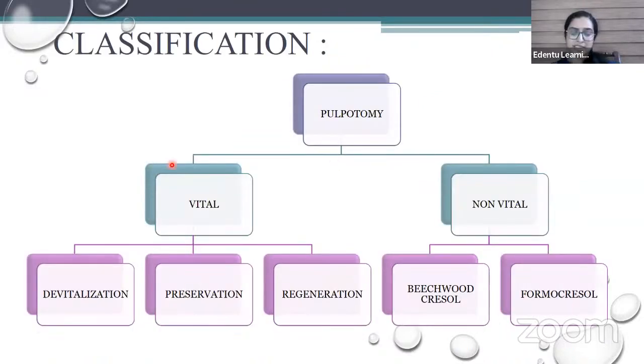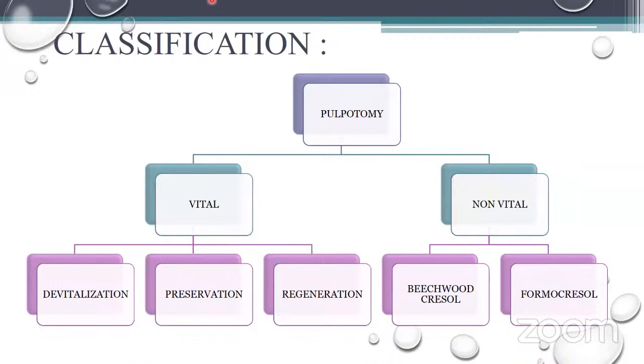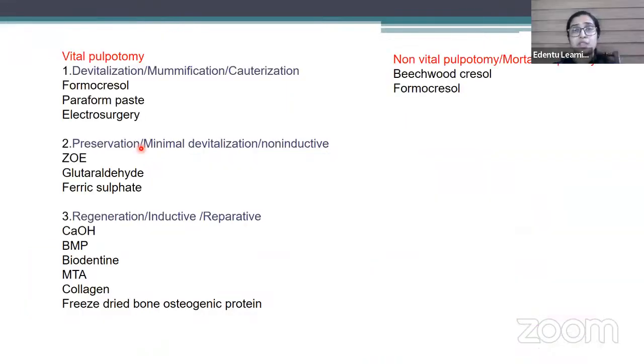Getting on into yet another important part of pulpotomy, the classification. Broadly, it is classified as vital pulpotomy techniques, in which we have the devitalization techniques, preservation, as well as the regeneration techniques. And in non-vital pulpotomy techniques, we have the ones in which we use beechwood creosote, as well as formocresol. Now, as part of the question, we were asked to define and classify pulpotomy and to enumerate the different materials that we use for the same.